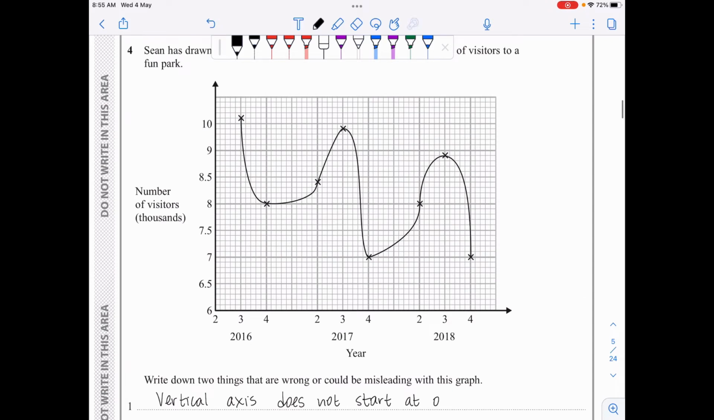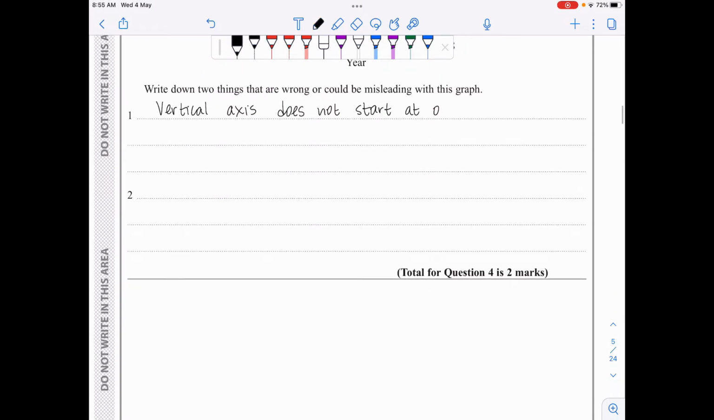If I just stick on the y-axis for a moment, I see that I go from 6, 6.5, 7, 7.5, 8, 8.5, and then 9.5 is missing. That is certainly wrong. The scaling is wrong. So 9.5 is missing from the y-axis.